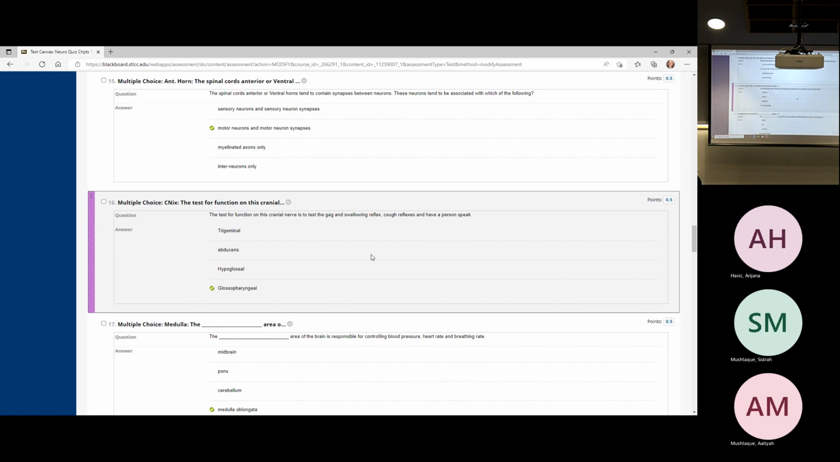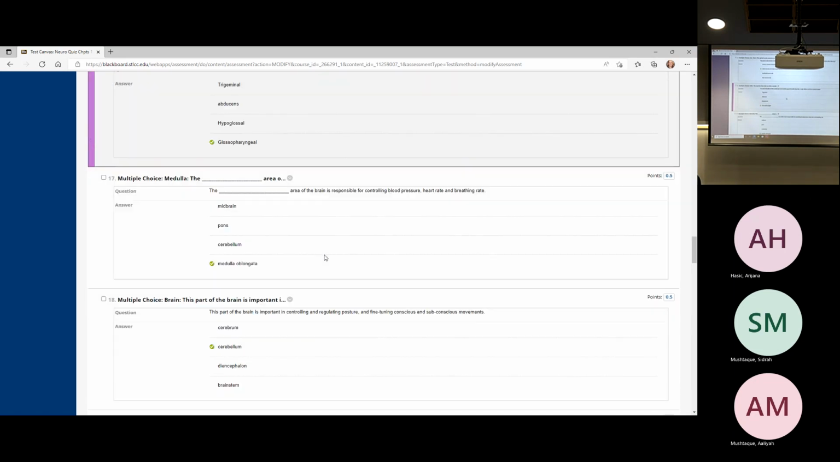The test for function on this cranial nerve is to test the gag or swallowing reflex. Cough and have the person speak. So we're in the back in the pharynx, and we're moving a little bit into the larynx. So what's the best answer? Glossopharyngeal. Okay? The trigeminal was the one that a bunch of people picked. The trigeminal has big parts out here. So the trigeminal is going to be more associated with the teeth. Okay? The teeth and numbing the teeth so you don't feel as I drill into your teeth. But the back of the throat is more about glossopharyngeal.